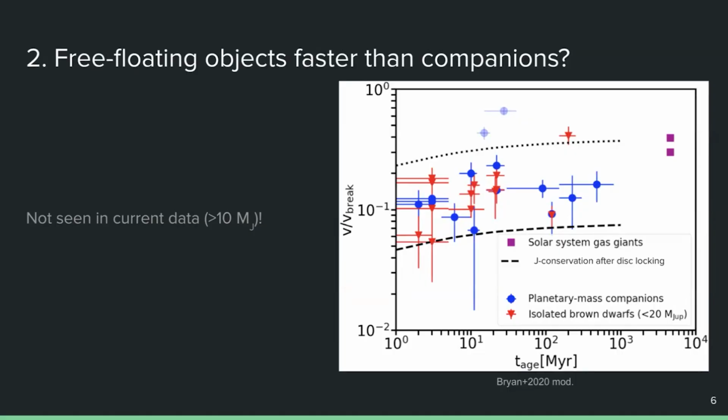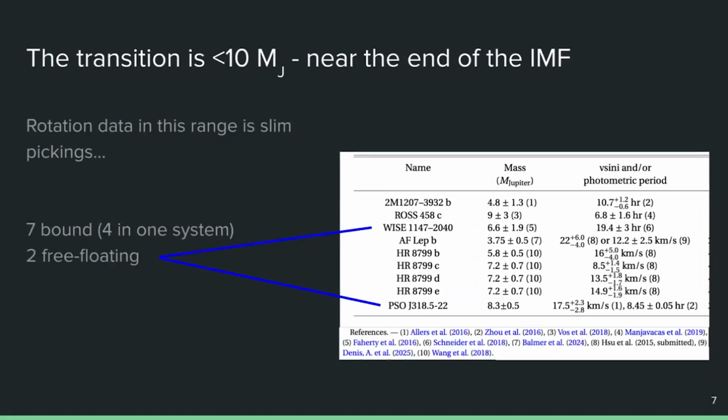Okay, so what this is saying is that this transition to less effective disk locking is somewhere below 10 Jupiter masses, which is where we have data. It's near the end of the IMF, and hopefully I'm seeing some rogue planet ears perk up now. We are in the rogue planet range, and we're looking for a physical transition here.